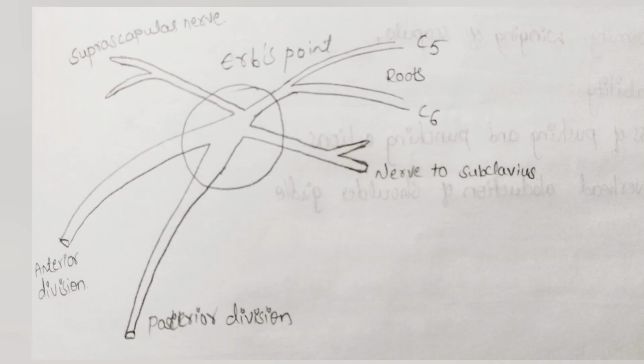Next, deformity and position of the limb. The arm hangs by the side and it is adducted and medially rotated. Next, the forearm is extended and pronated. I am giving my notes also. If you have any doubts, you can check my notes also.